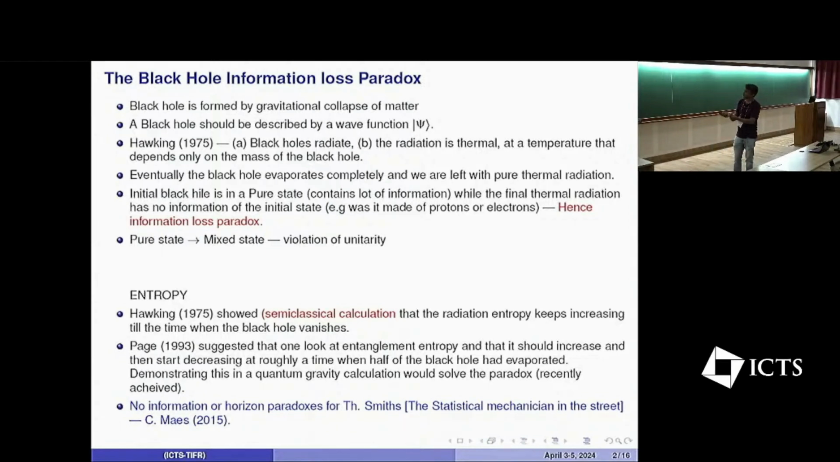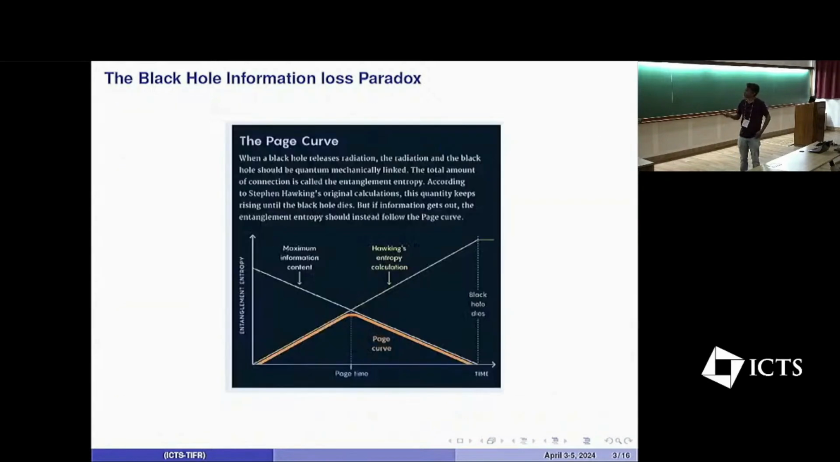There's an interesting article by Christian Maas which basically says that there's actually no paradox, and it's interesting to read. So this is the summary. This is the Page curve. It's the entanglement between the black hole and the environment as a function of time. What Page showed is that it has to follow something like this: it has to go up, but it has to go down eventually. And what Hawking showed is that if you look at the entropy of the radiation, it keeps increasing. So that's the paradox.